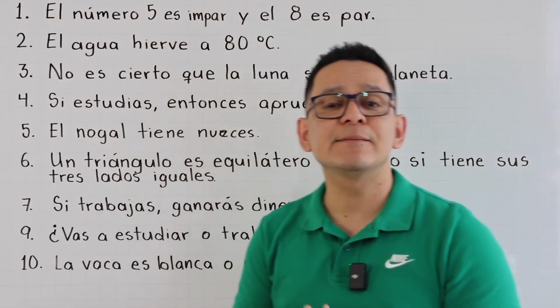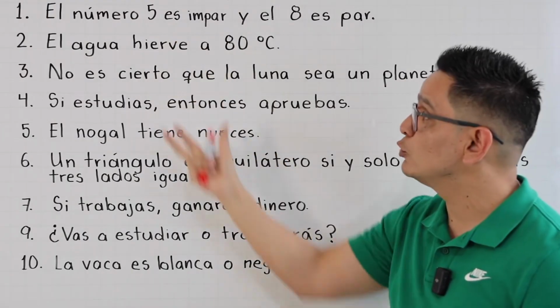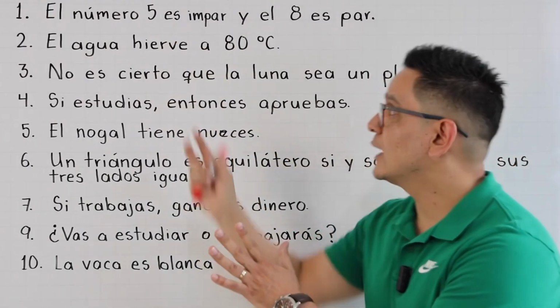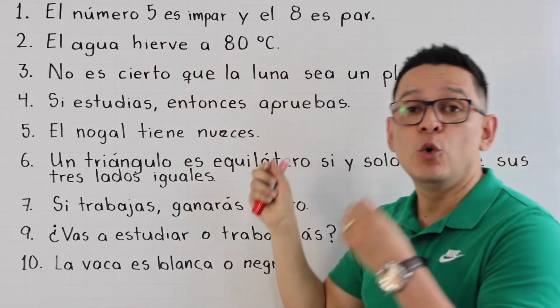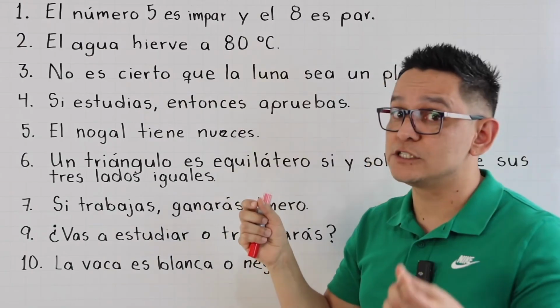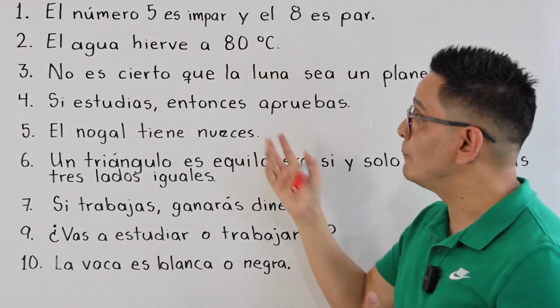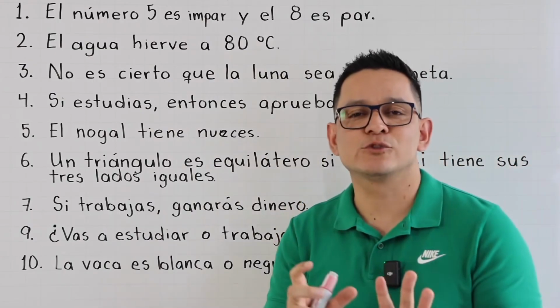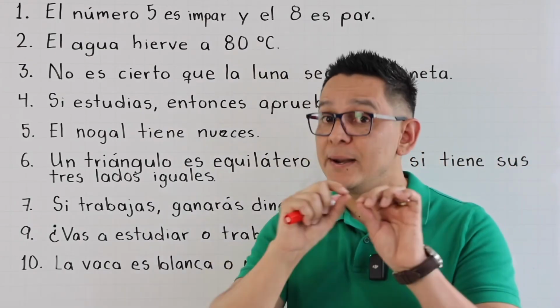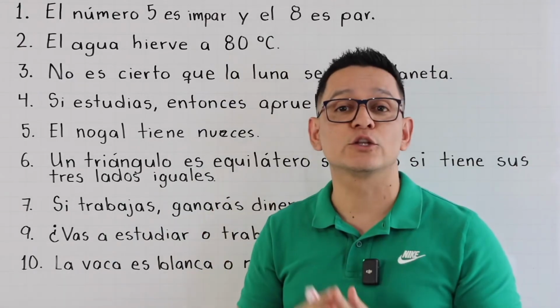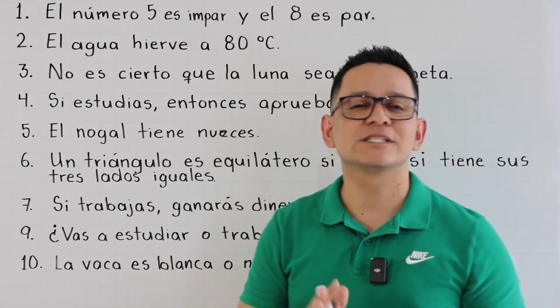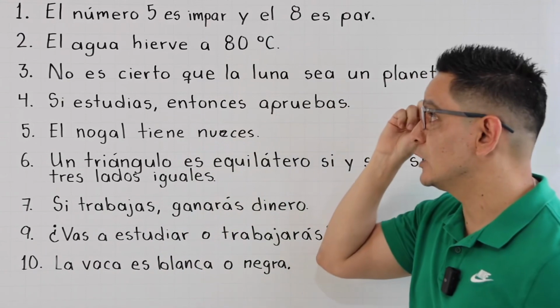And now we're ready to solve some exercises. Let's put an S in front of the proposition if it's a simple proposition, and a C if the proposition is compound. If we have a compound proposition, we will also underline the logical connectors. So come on, let's do it little by little so it's very clear to you.